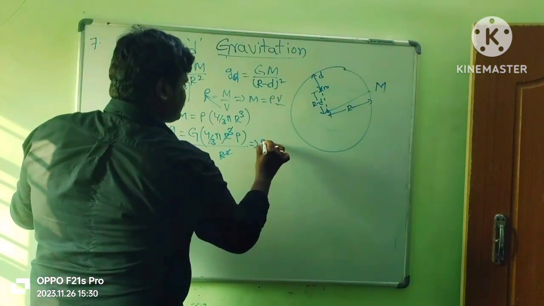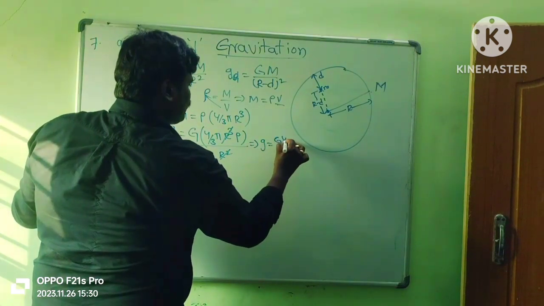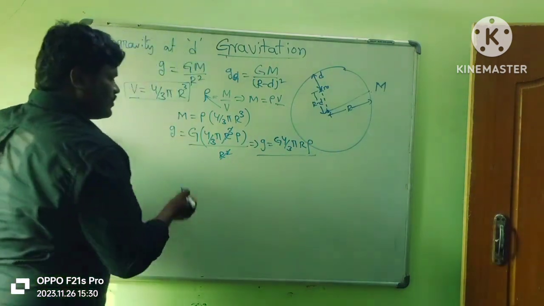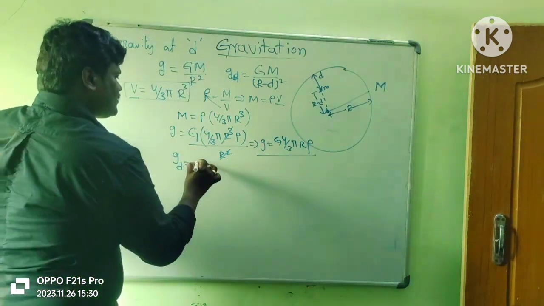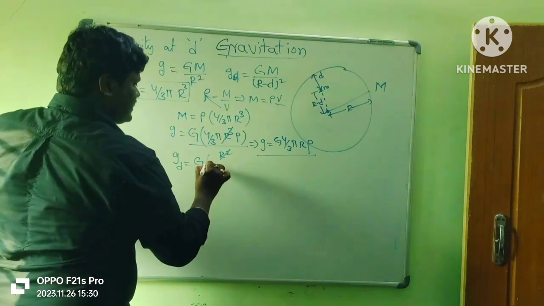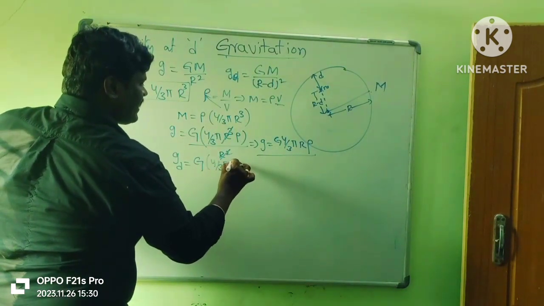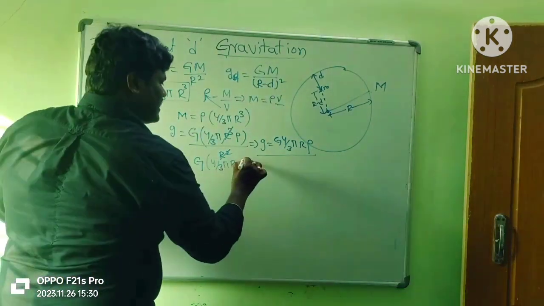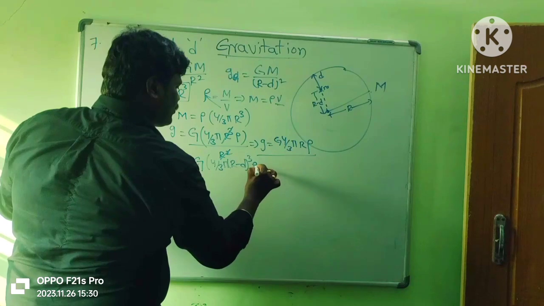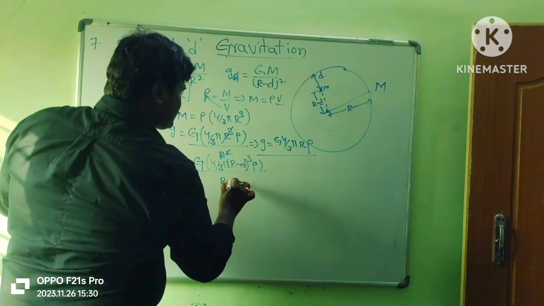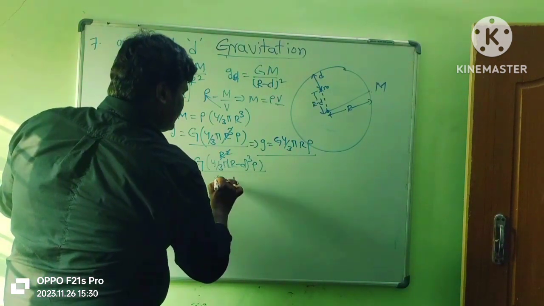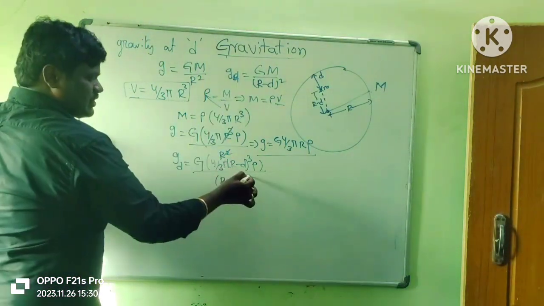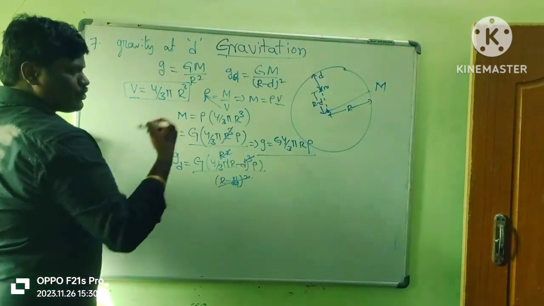Now this implies g is equal to G into 4 by 3 pi R rho. It is the g value. Similarly, what is the value for gD? G into M, here M is again the same 4 by 3 pi, and in the R cube place we substitute R minus D. Then it is R minus D whole cube into rho, by R minus D whole square, because in place of R square it is R minus D whole square. R minus D whole square gets cancelled with R minus D whole cube.